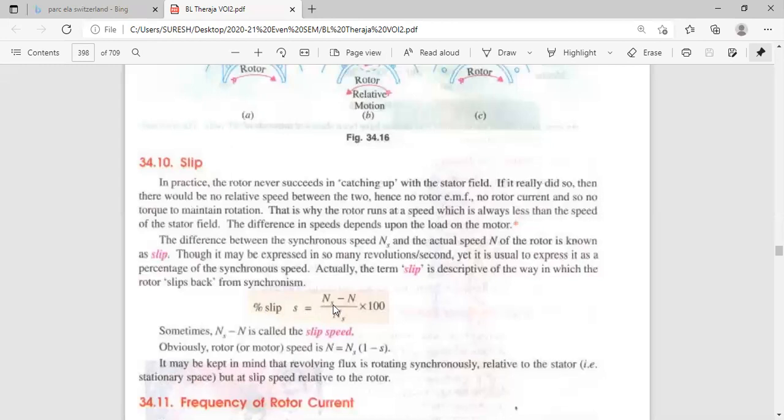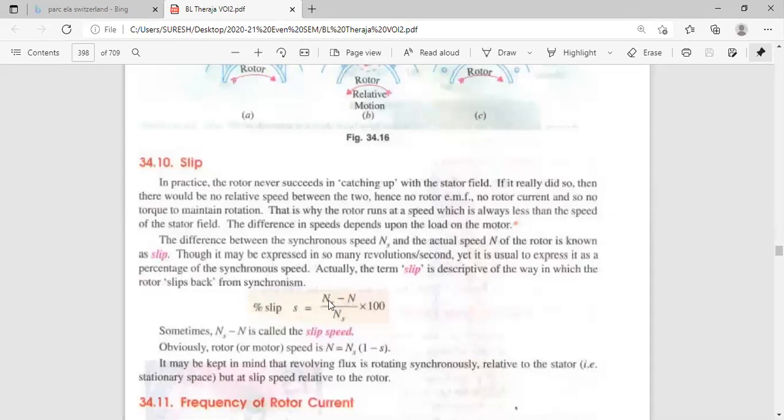Slip ring. Here the actual speed is not equal to the synchronous speed. If both are equal, slip is 0. If the actual speed n is equal to ns, that is a synchronous machine. But an induction motor is an asynchronous machine. Ns is not equal to n.